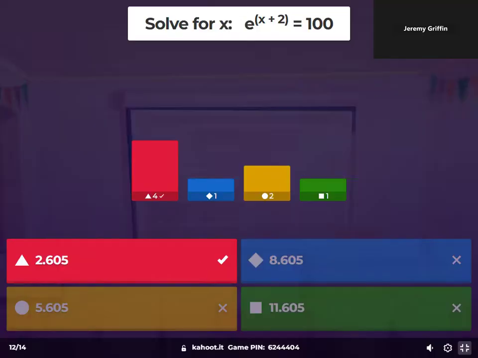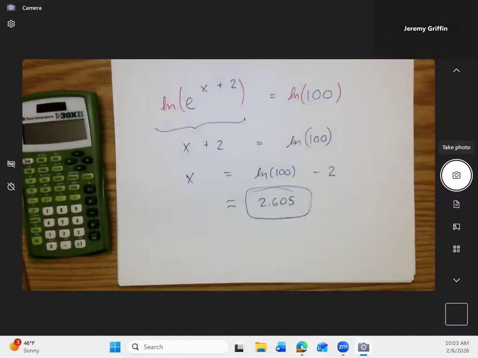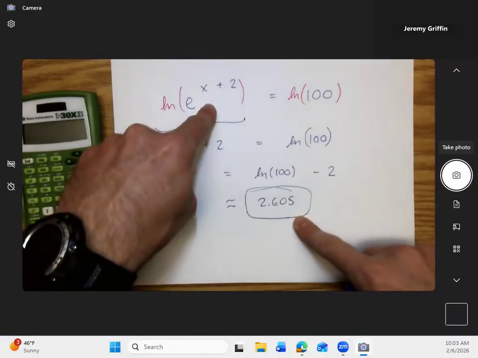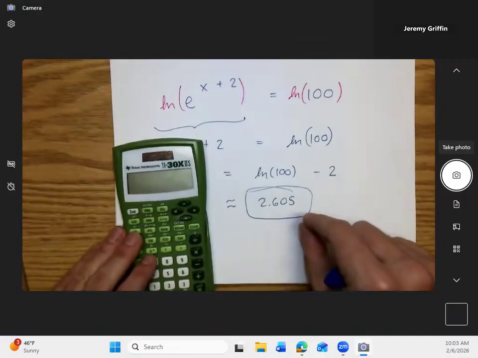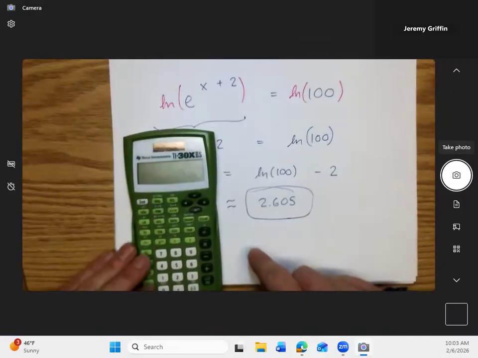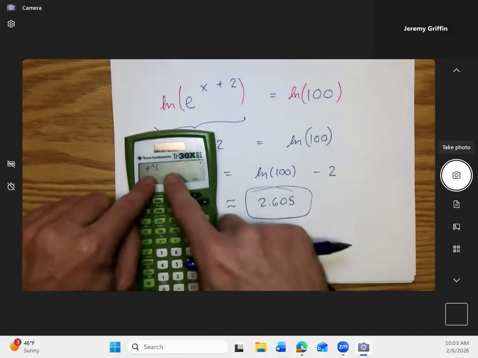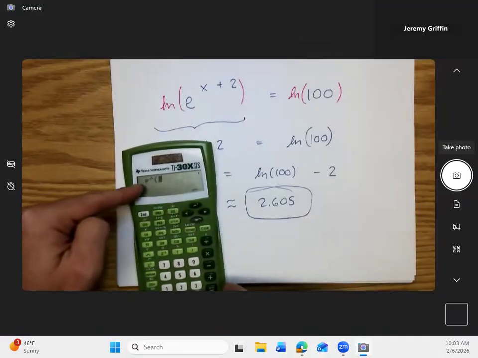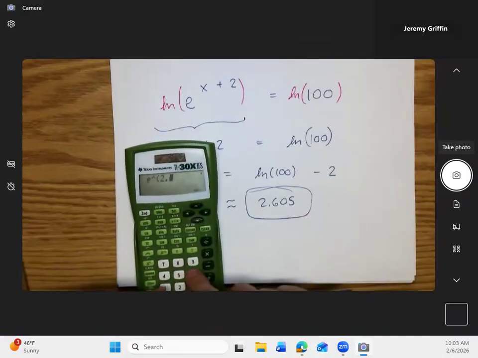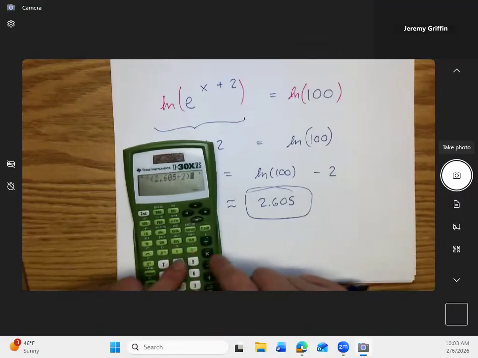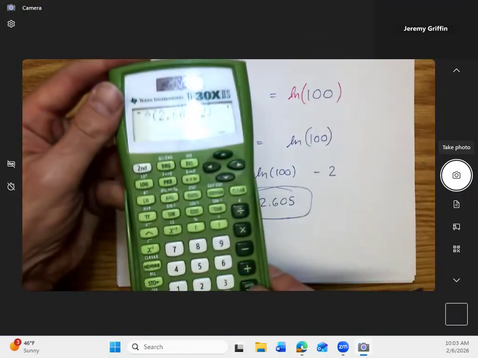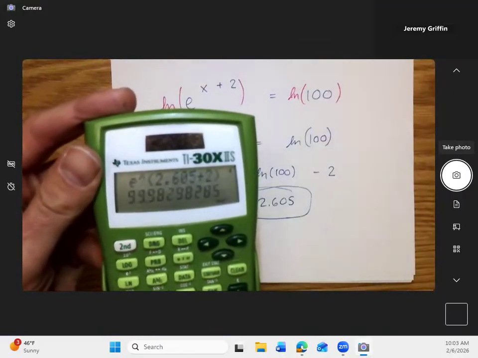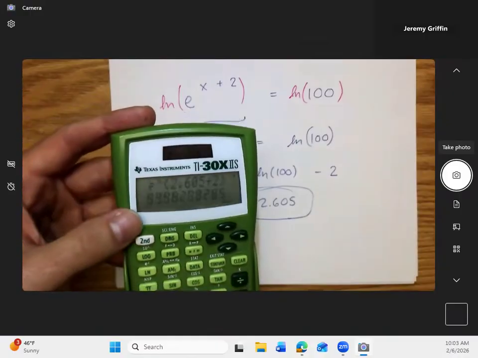I'm gonna do one extra thing with that. You guys know that for all of these, you can always take your answer and plug it back into the original statement, right? Here, let's try this. 2.605. That is rounded a little bit. So let's see if I do e to the power of, then I type 2.605 plus 2. This should be very, very close to 100. It should be 99 point something. Let's see. Yeah, it sure is.